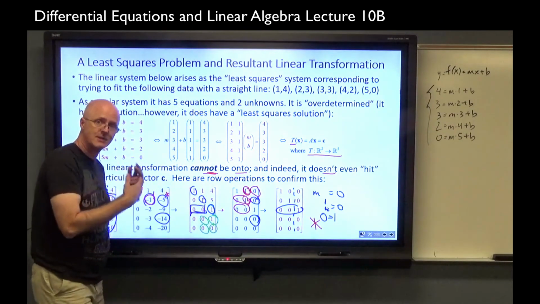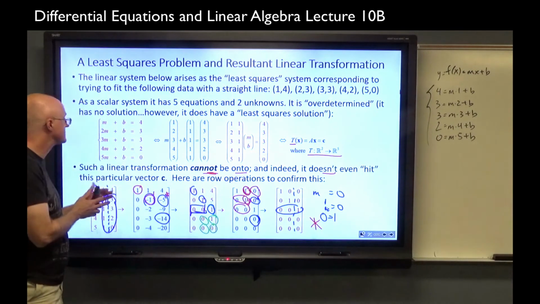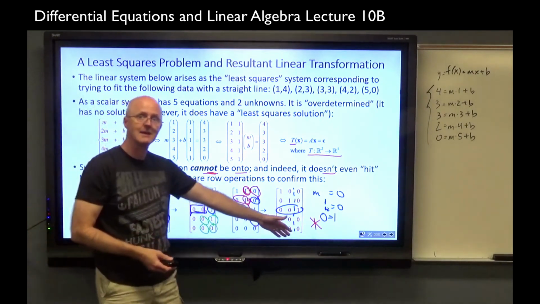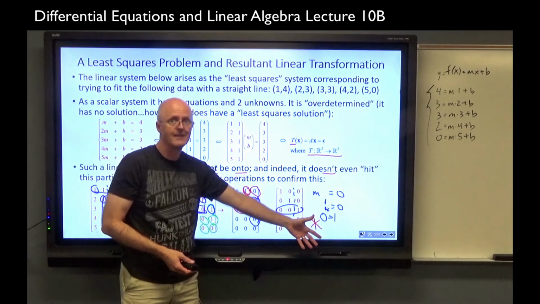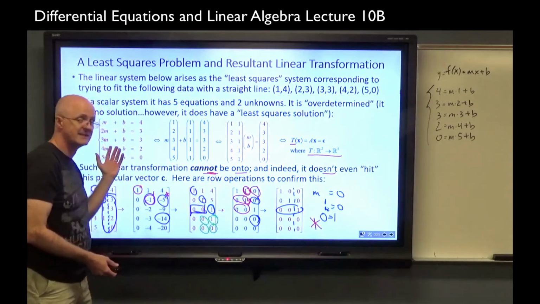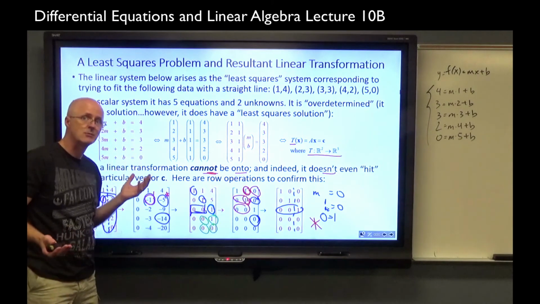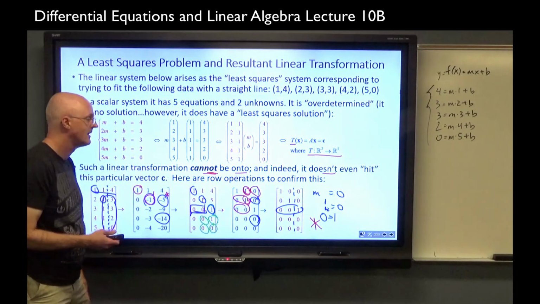Remember that the logic of solving equations says start with the system and assume there's a solution and find out what it could be. But if you get a logical contradiction like 0 equals 1, that means your original assumption that there was a solution must be wrong, and there is no solution.